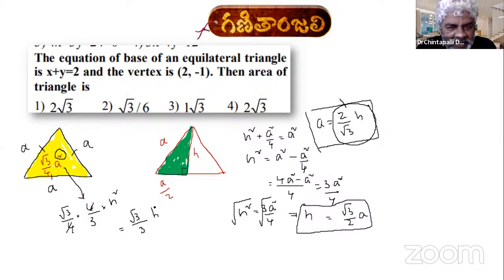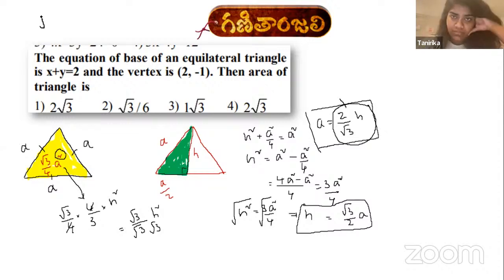Or simply, 3 means root 3 times root 3, you know. Root 3 times root 3 is 3 only. You know why? See, what's the value of root 3 times root 3?